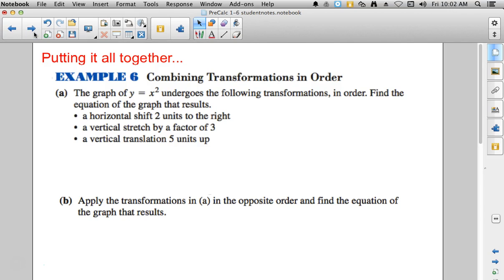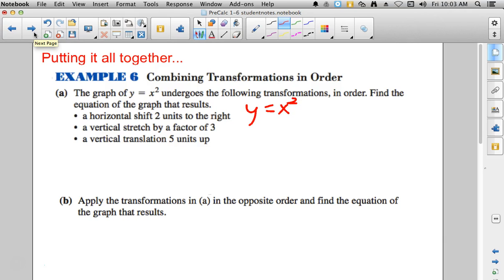Now that we have more and more stuff to do, this says we're going to combine those transformations, and we're going to make sure that we have this in order because the order does matter. You will get 2 different graphs if you don't do the order exactly like it says to do. So the graph of y equals x squared undergoes the following transformations in order. Find the equation that graphs the results. So we're starting with this.